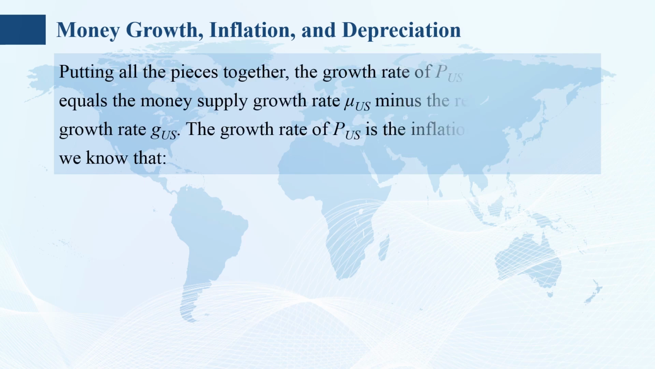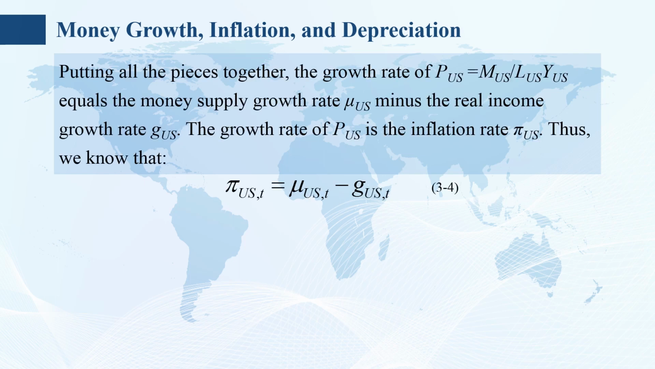Putting all pieces together, the growth rate of P_US, which is equal to M_US over L bar US times Y_US, equals the money supply growth rate mu_US minus the real income growth rate g_US. We have already seen that the growth rate of P_US on the left-hand side is the inflation rate pi_US. Then we know that pi_US at time t is equal to mu_US at time t minus g_US at time t.